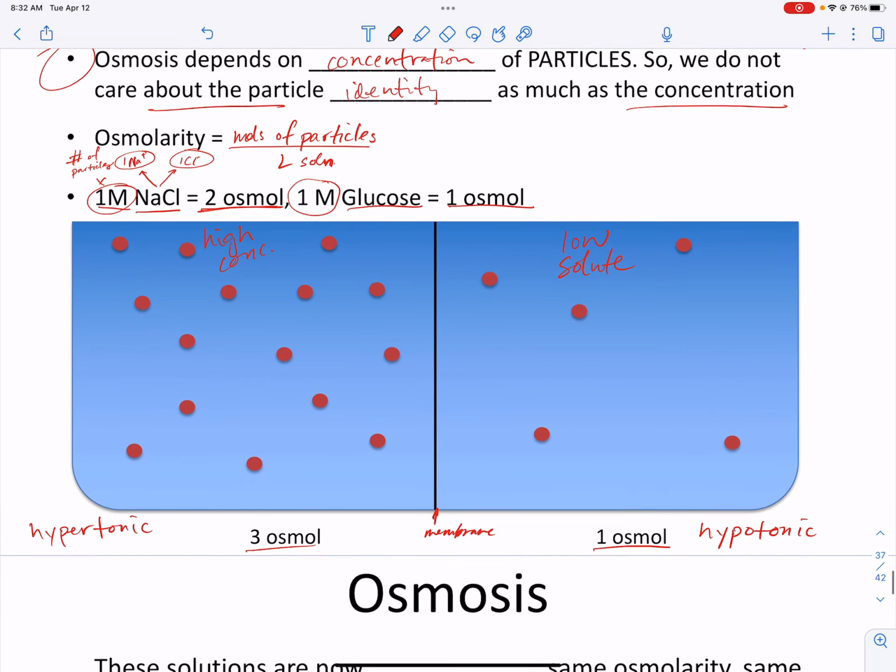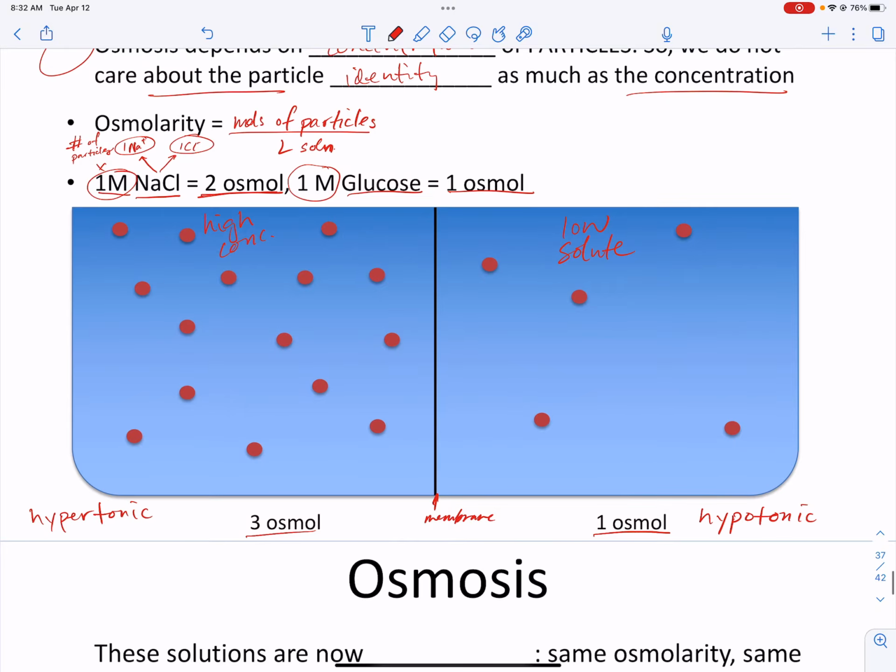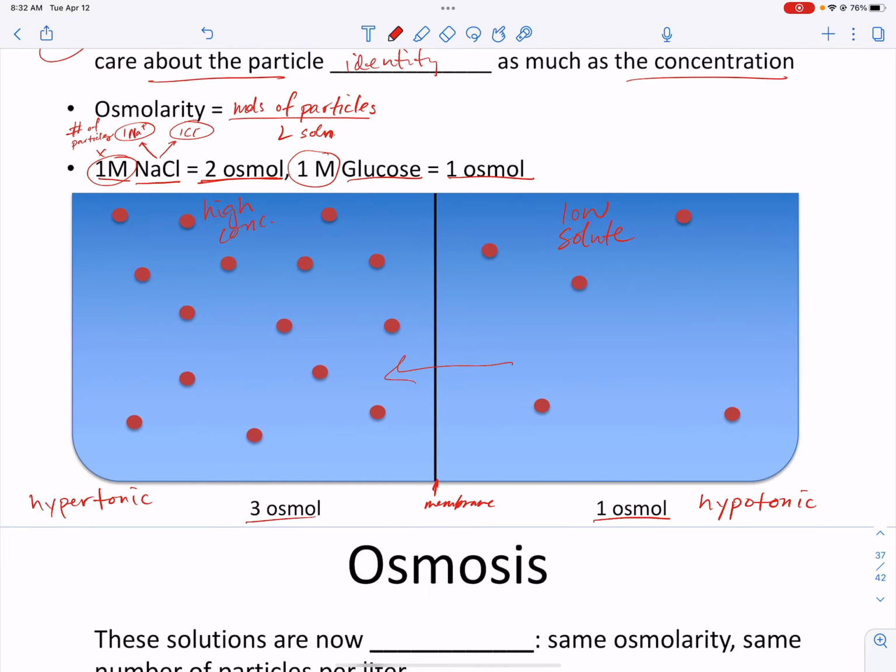Now, if osmosis is going to run across this membrane and the solvent is going to move, which way would it move? And what would these pictures look like in the end? Would the solvent move this way, or would the solvent move this way? To the right or to the left? So write your answer down.